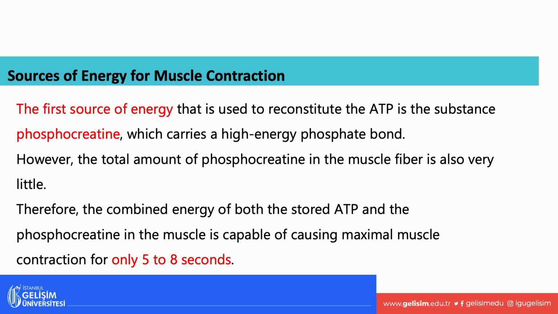This means that during intense exercise or intense physical activity, our bodies have to rely on other sources of energy in order to sustain that muscle contraction. So we'll be looking at those. They include glycolysis as well as oxidative phosphorylation.